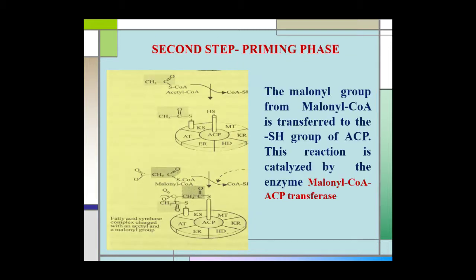Second step of the priming phase. In the second step of the priming phase, the malonyl group from malonyl coenzyme A is transferred to the SH group of the acyl carrier protein ACP, and this reaction is catalyzed by the enzyme malonyl coenzyme A ACP transferase, MT.